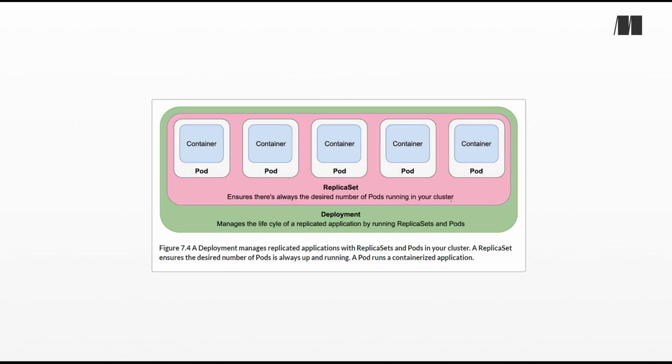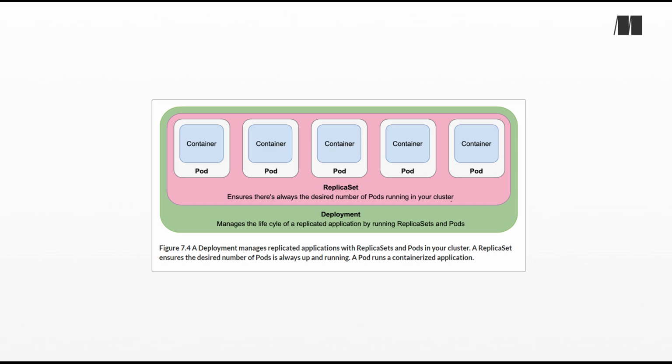Deployments also let you manage replication. They make use of an object named replica set to ensure there's always the desired number of pods up and running in your cluster. If one of them crashes, a new one is created automatically to replace it. Furthermore, replicas are deployed across different nodes in your cluster to ensure even higher availability if one node crashes. Figure 7.4 shows the relationship between containers, pods, replica sets, and deployments. Figure 7.4. A deployment manages replicated applications with replica sets and pods in your cluster.